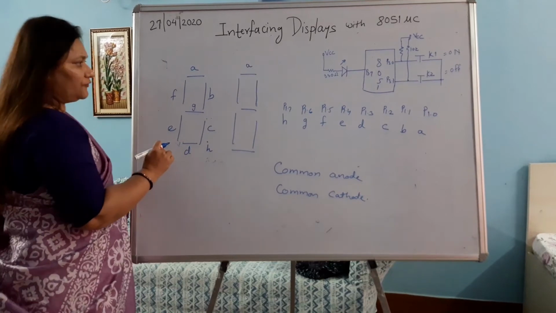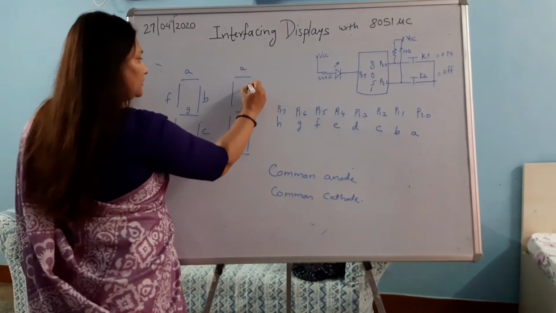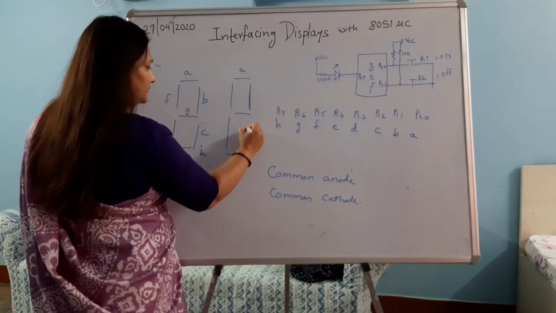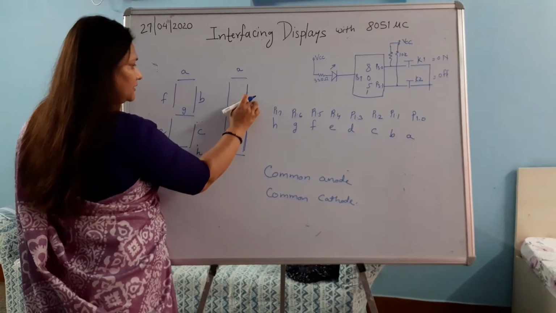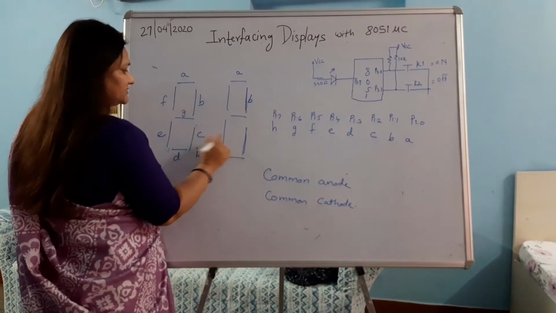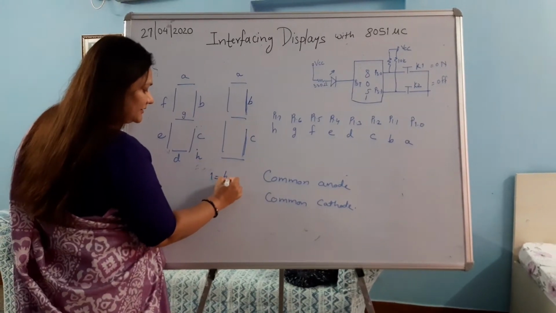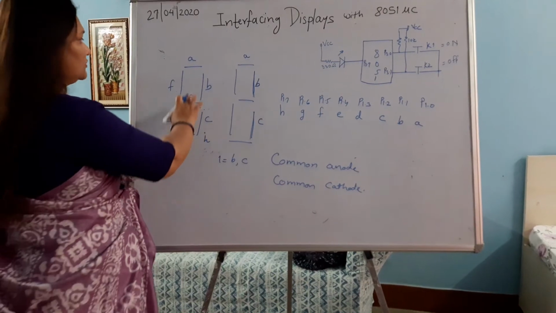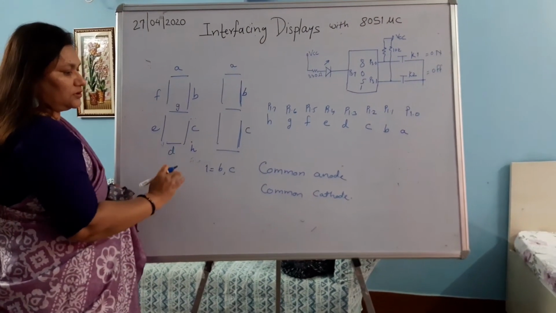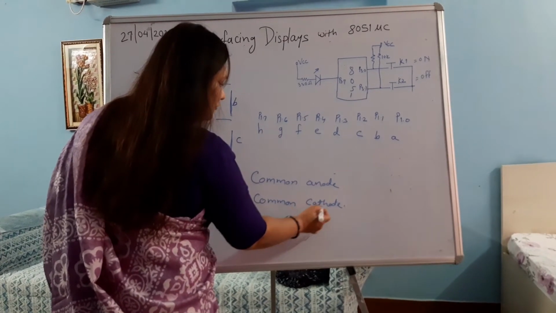Now suppose you want to glow 1. If you want to glow 1, only this segment and this segment have to be glowed. Which is this segment? This segment is B, and which is this segment? This segment is C. So for 1, only segments B and C should be glowed. All the rest of the segments should not be glowed. There are two types of configurations, common anode and common cathode.